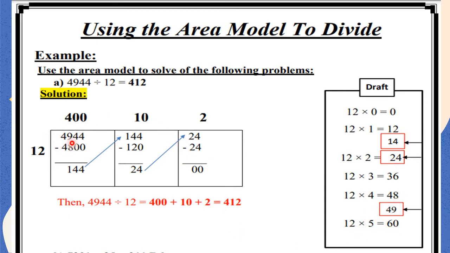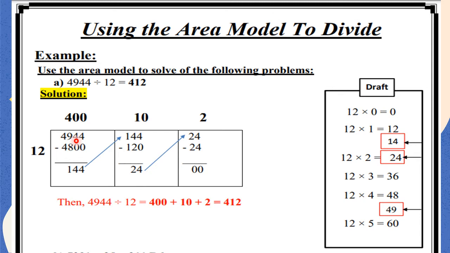So we need a number close to 49. Now we have 0, 12, 24, 36, 48, 60. So 49 is between 48 and 60. So we will take the 48, close and less. And now, write 4 as a quotient up, and 48 under the 49.